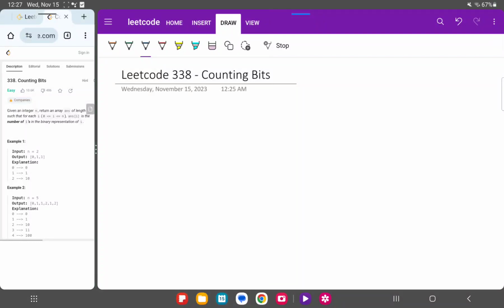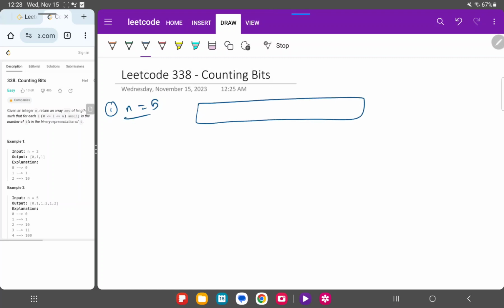Hi guys. So today we're going to be discussing Leetcode question 338, Counting Bits. The question is: given an integer n, return an array answer of length n plus 1 such that for each i between 0 to n, both inclusive, answer[i] is the number of ones in the binary representation of i. So what it basically says is, if this is the input, n equals 5.